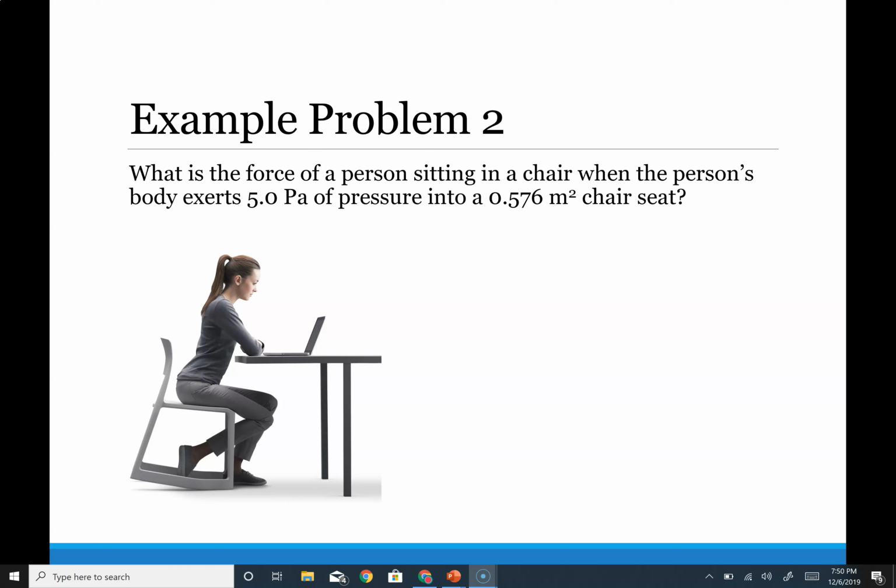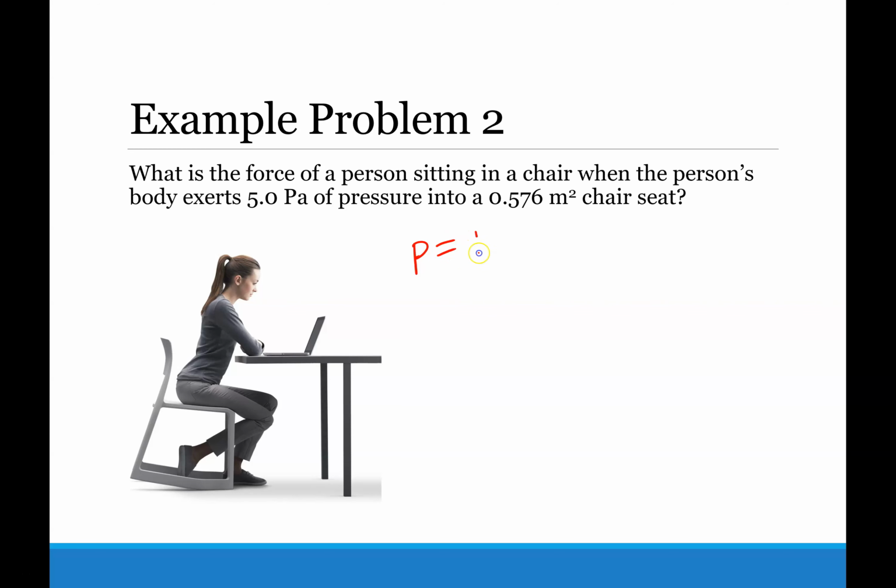Example problem 2 reads, what is the force of a person sitting in a chair when the person's body exerts 5.0 pascals of pressure into a 0.576 meters squared chair seat? So again, the formula that we'll use for this equation is pressure equals force divided by area.